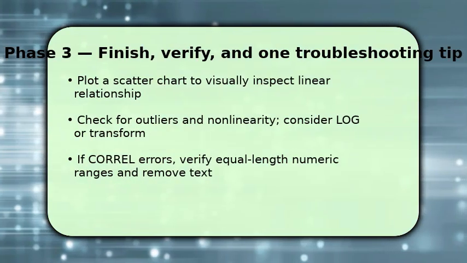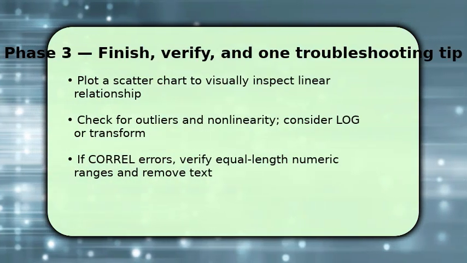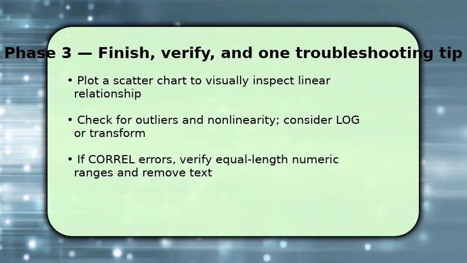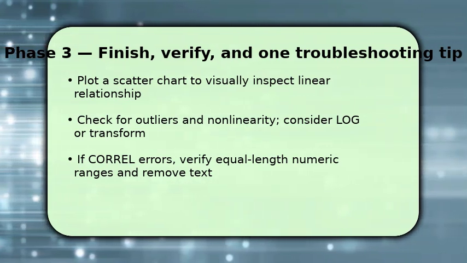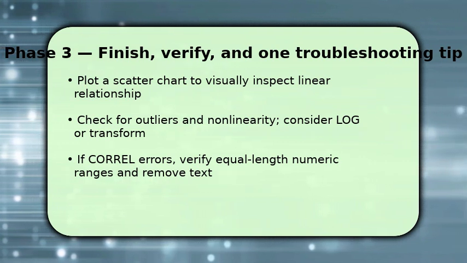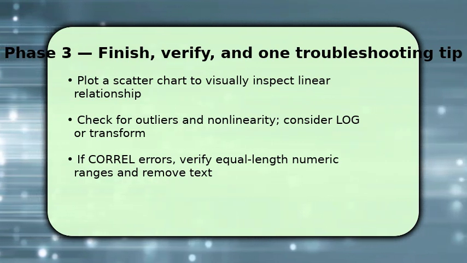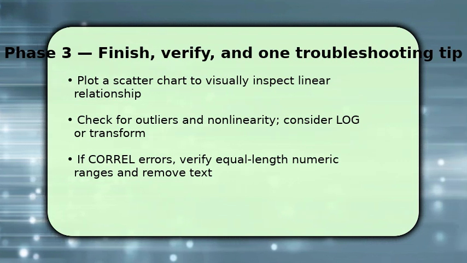You finalize by validating the result. Create a scatter chart with your X and Y ranges to see the relationship visually, because correlation measures linear association only. Once done, inspect for outliers or nonlinear patterns. If present, consider transforming data with log or differences and recompute CORREL.